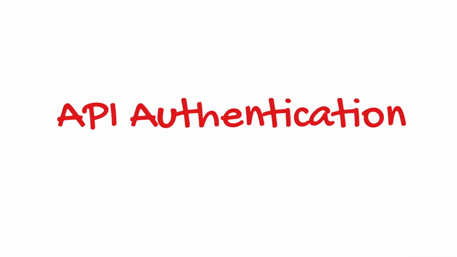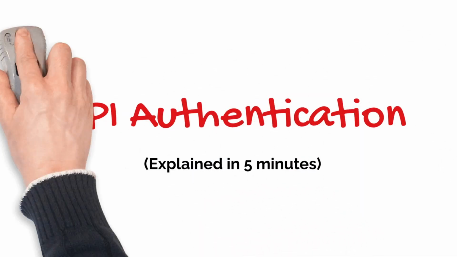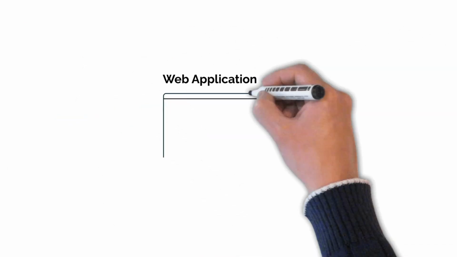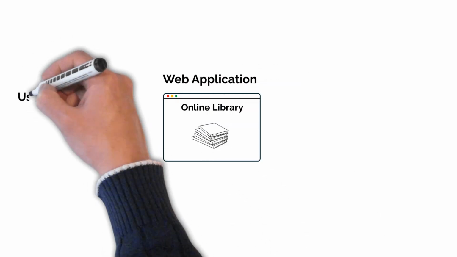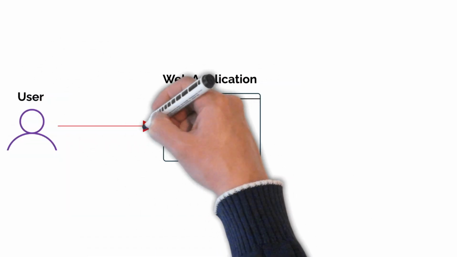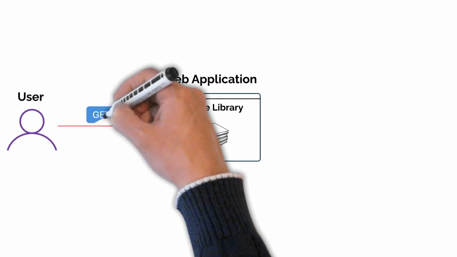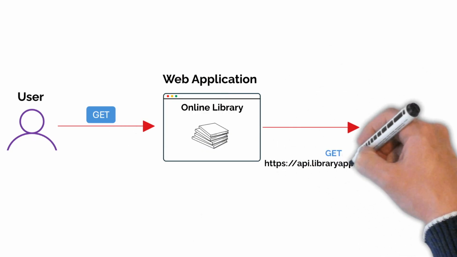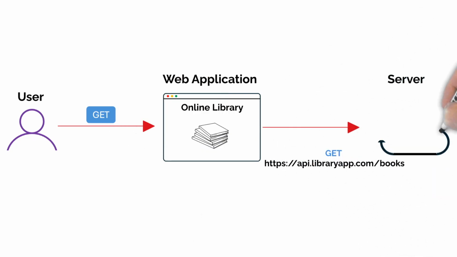API Authentication, explained in just 5 minutes. Imagine you've created a web application for a library of books. If a user wants to fetch a list of all the books available in the library, they'd send a GET request to a specific endpoint.